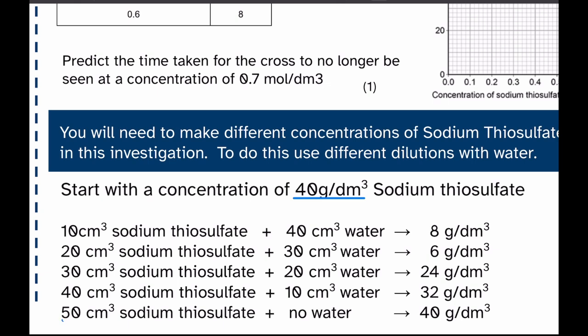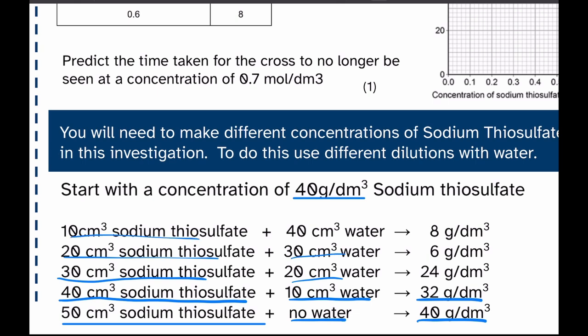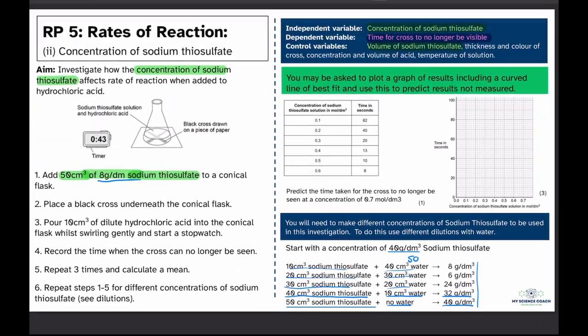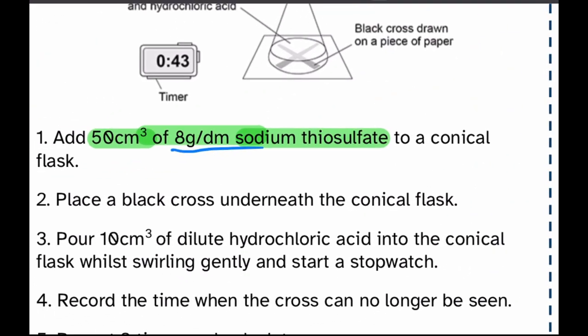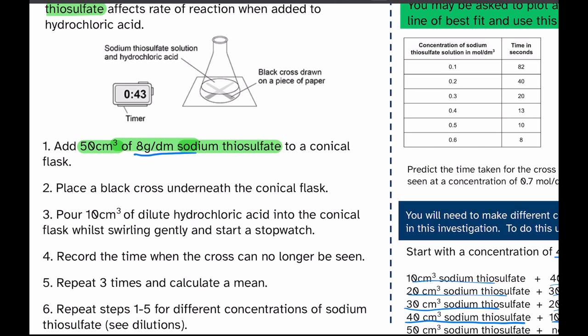So for instance, if you had 50 centimetres cubed of sodium thiosulfate and no water, then obviously it's going to be the original. Whereas if we take 40 and we add 10 centimetres cubed of water, we've still got 50 centimetres cubed, but now it's got less concentration. There are fewer grams of sodium thiosulfate per decimetre cubed, and more water. Again, 30 to 20, 20 to 30, 10 to 40. So we're always having 50, but what we're going to end up with is different concentrations. You do not need to learn the dilutions, but you do need to know that that's how you would get different concentrations.